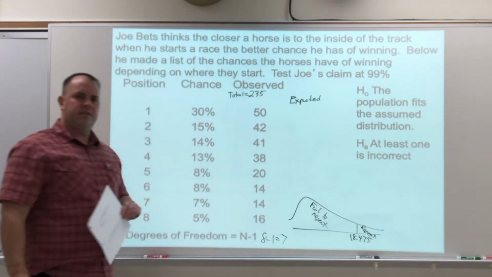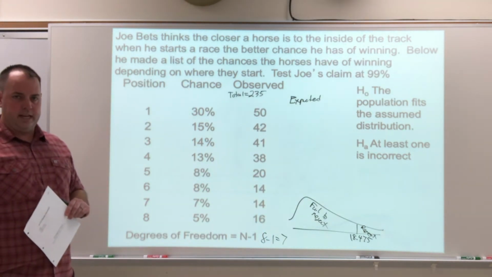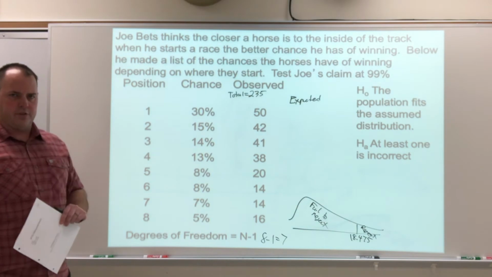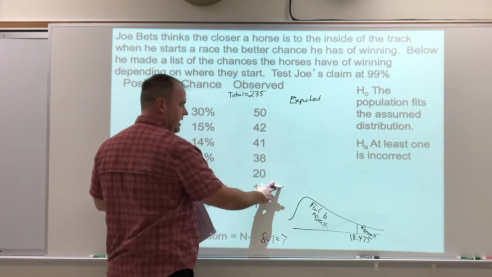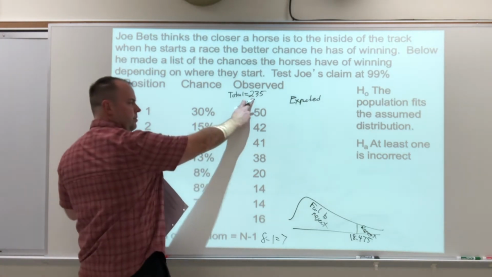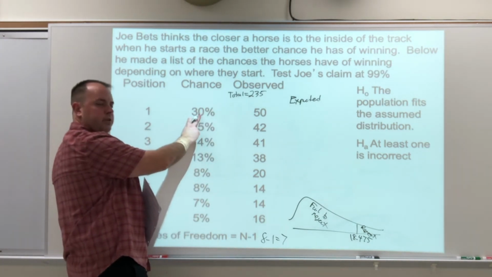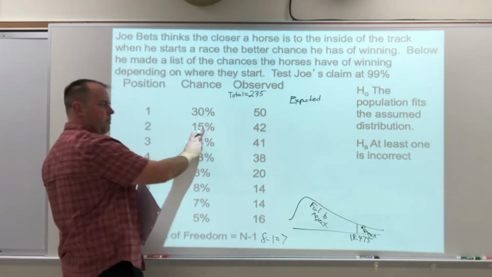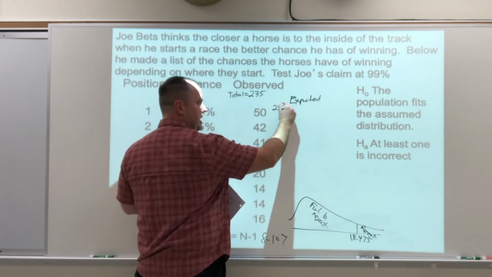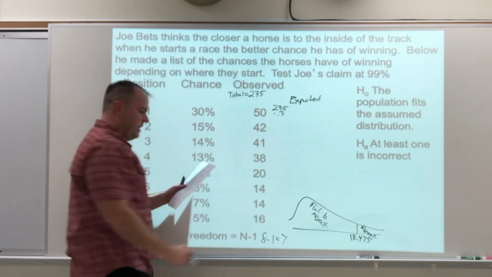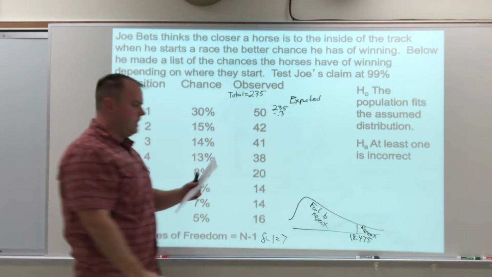And now what you need to do is take each one of those percentages and multiply it by our total. That's going to be our expected value for each one of these then. So you would take the 235, multiply it by 30%. 235, multiply it by 15%. So if I start doing that, 235 times 0.3, that ends up being my 70.5.